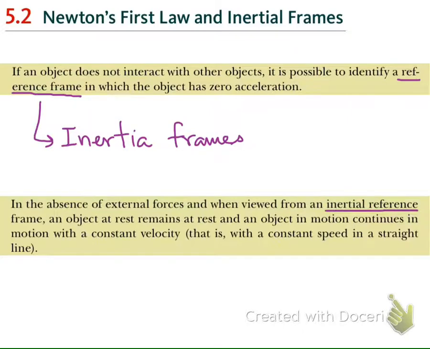So if there is no force, an object will preserve its state of motion. That is, it will preserve its velocity. It will remain at rest relative to the inertial frame. This is important. We have to choose the inertial frame first, and we can say that relative to the inertial frame, if there is no force, a particle will remain at rest or move with a constant velocity.